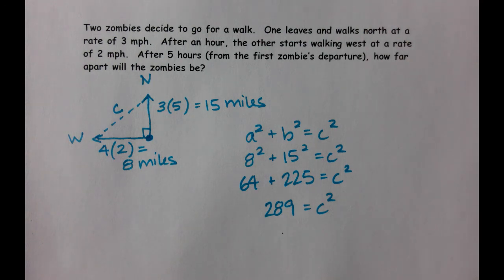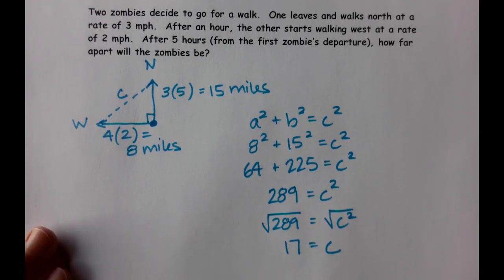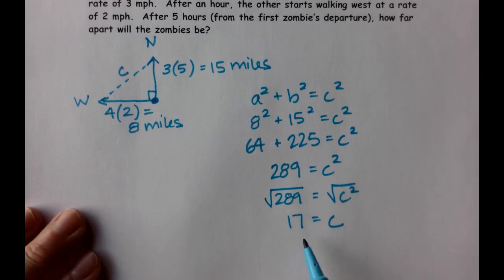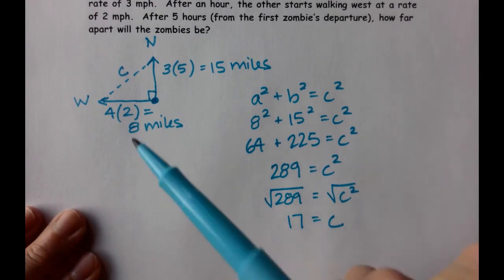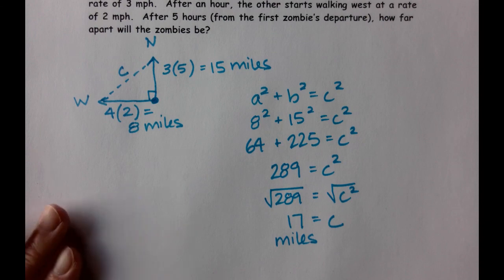It seems like the square root of 289 is something really friendly. I'm checking on my calculator. Yeah, it's 17. So the square root of 289 equals the square root of c squared. We get 17 is equal to c. In this case, 17 is the distance between the two zombies after 5 hours from the first one's departure, and that means this is a measurement of 17 miles. Do put the label on your final answer.